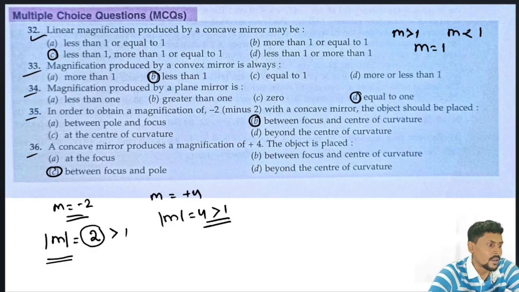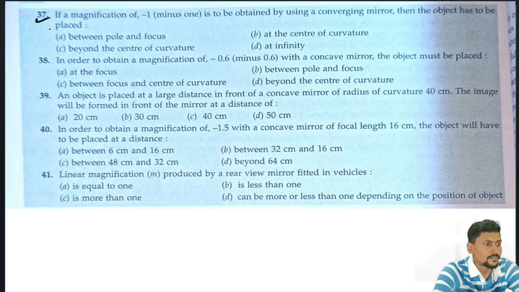Okay. Next question: if a magnification of -1 is to be obtained by using a converging mirror, that is a concave mirror, we wish to form a magnification of -1, the object has to be placed where.